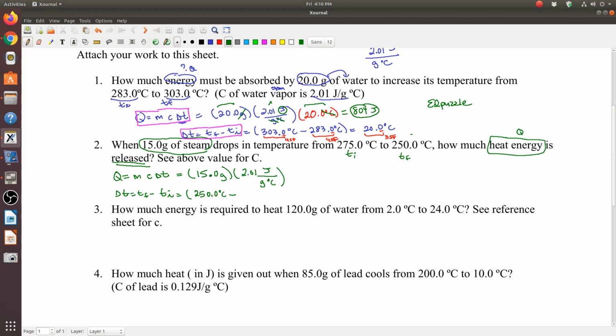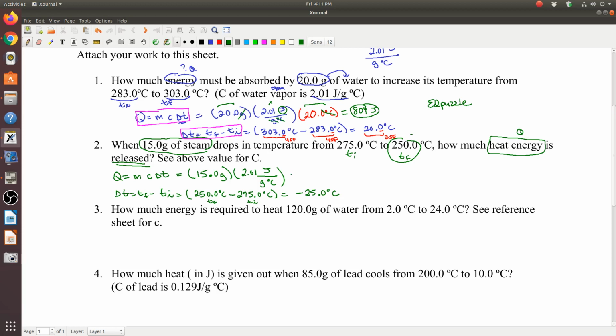250.0 degrees Celsius is the final temperature. The initial temperature is 275.0 degrees Celsius. Okay, we subtract those out and we get a negative 25.0 degrees Celsius. And it's negative because the temperature drops. When the temperature drops, the temperature is going down. That means you have a negative change. That should work out if you chose the correct T final and the correct T initial, which that is.